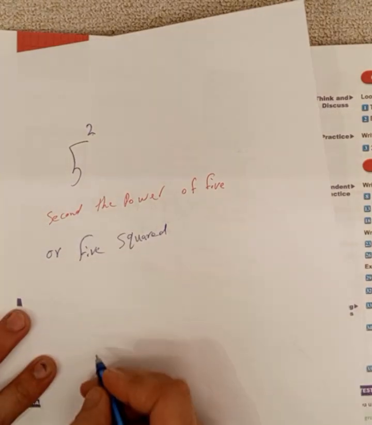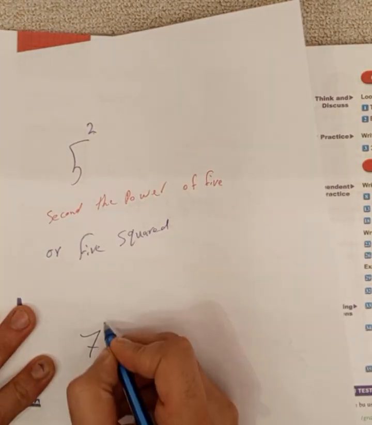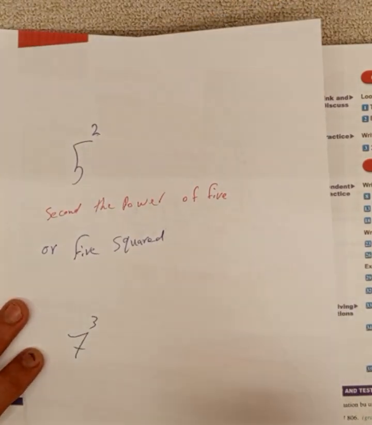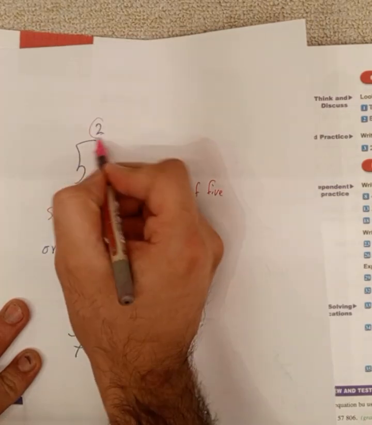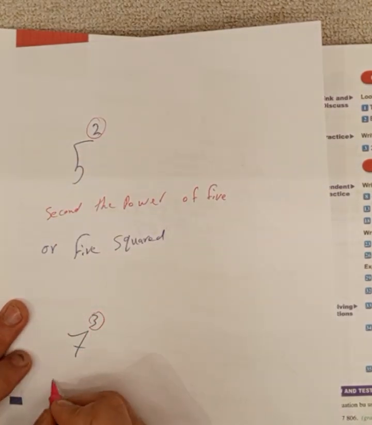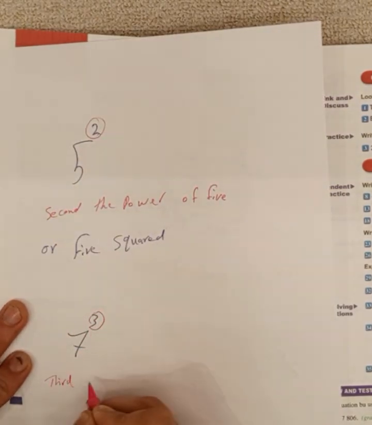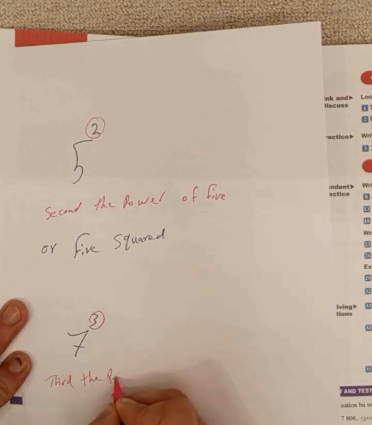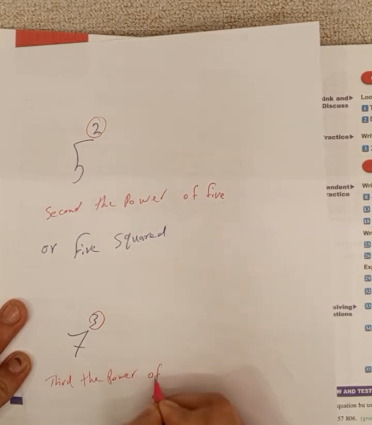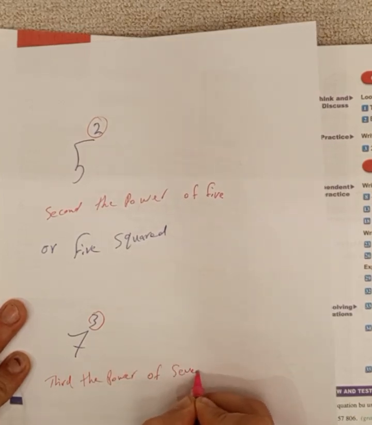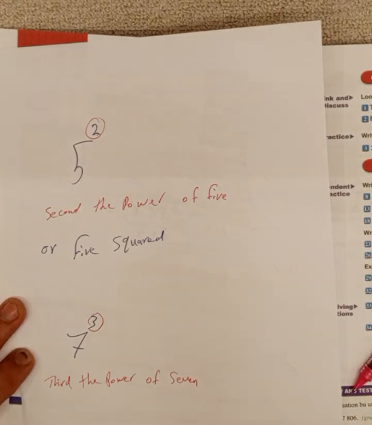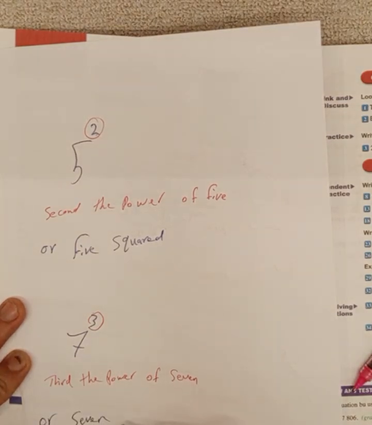And another one, if our exponent is, let's say, 3. This one is 2, this one is 3. We're going to say third the power of 7, or you can say 7 cubed.